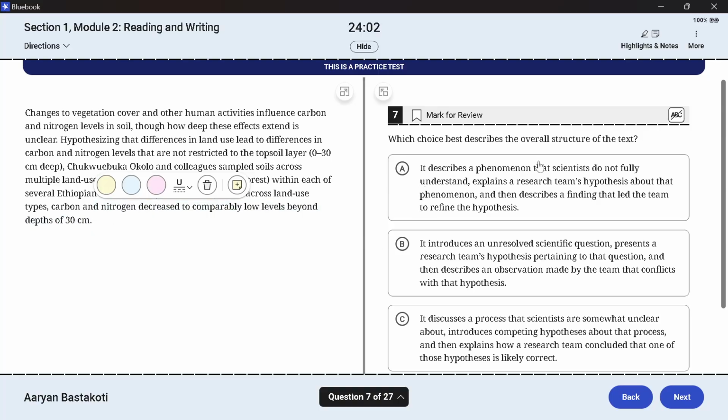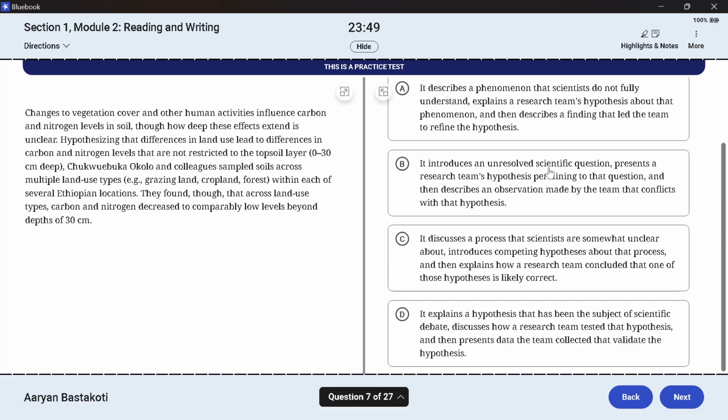It describes a phenomenon that scientists do not fully understand, explains a research team's hypothesis about that phenomenon, and then it describes a finding to refine the hypothesis. Do they refine the hypothesis? Not really. It introduces an unresolved scientific question, presents a research team's hypothesis pertaining to that question, and then describes an observation that conflicts with that hypothesis. Does not conflict with that hypothesis.